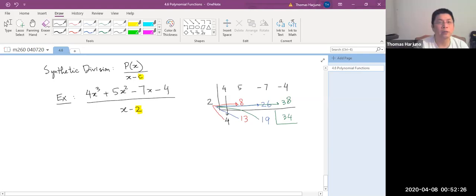Now then, we are actually done with the synthetic division. We need to just reinterpret it back. Because this is degree of 3, the quotient will be degree of 2. We divide by a linear, degree of 1. So the quotient must be degree of 2. So it will be 4x squared plus 13x plus 19. Now I box the 34 there because that's the remainder. That's plus 34 over x minus 2.